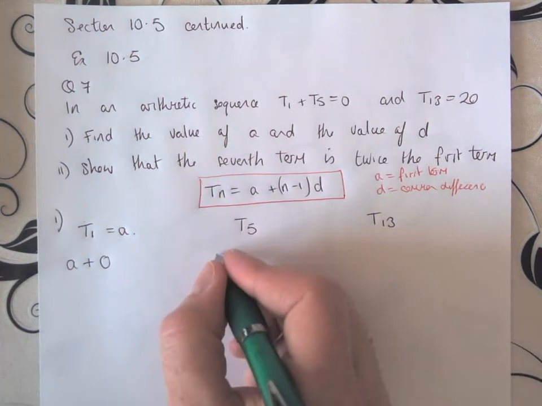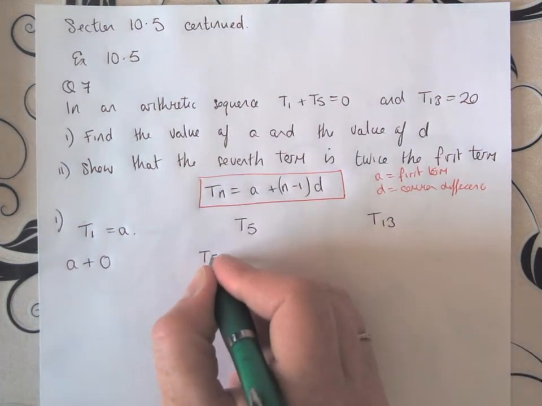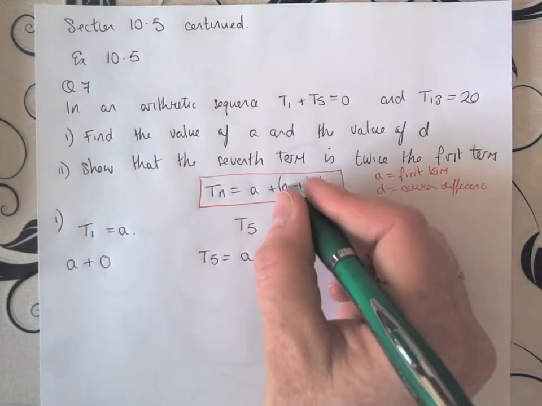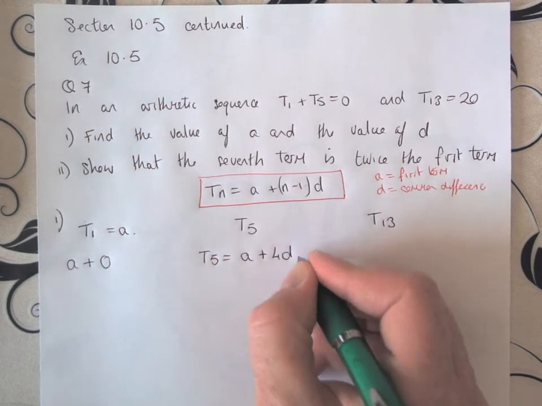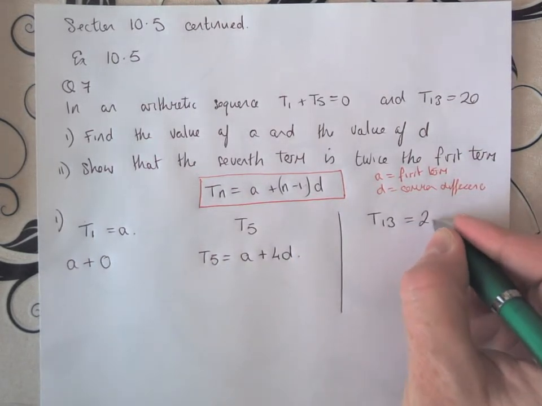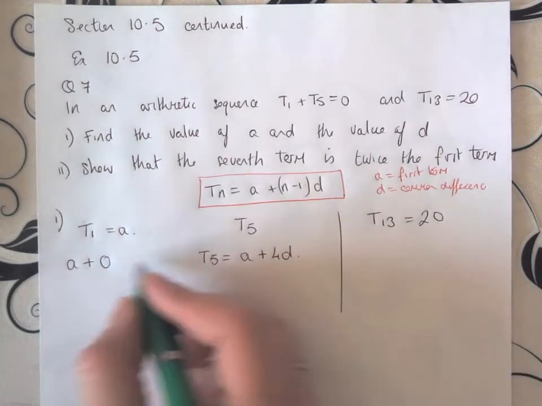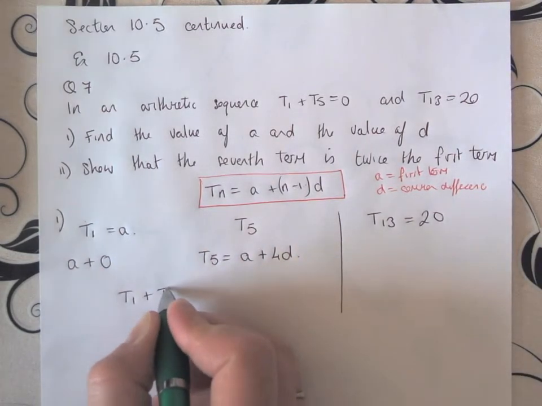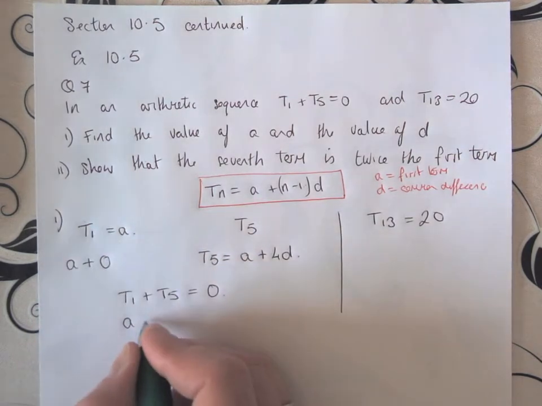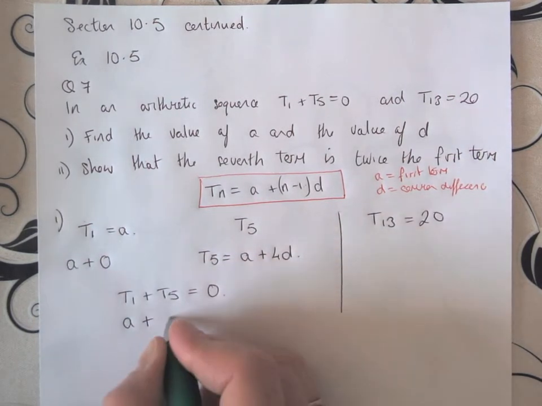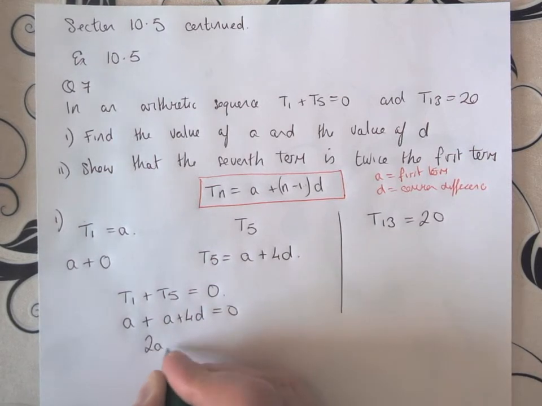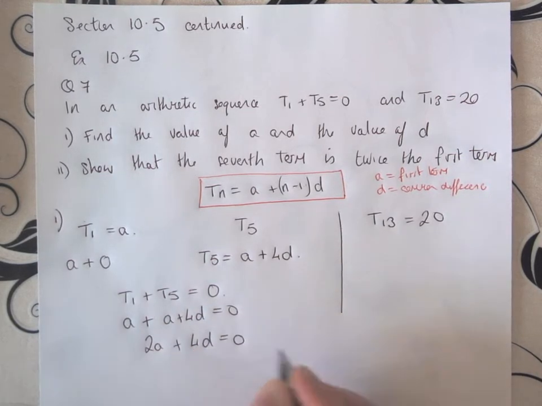Okay. t5 then is equal to a plus, if n is 5, then n minus 1 is 4. Okay, and t13, we know more about t13. We know t13 is 20. In this one we know that t1 plus t5 is equal to 0. So t1 is a, t5 is a plus 4d. So a plus a is 2a, so 2a plus 4d equals 0.